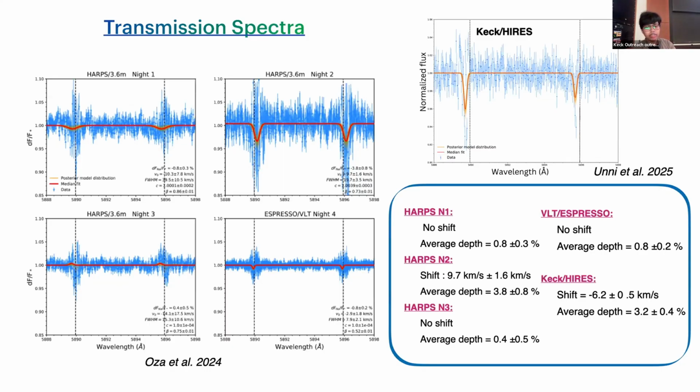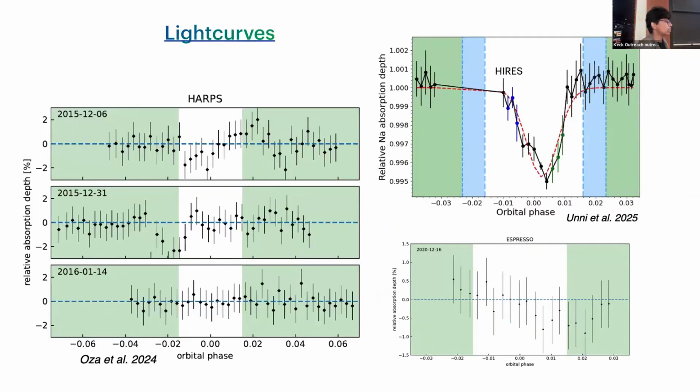And in Keck HIRES, what we could see is a blue shift of around 6 kilometers per second and an absorption signal which is comparable to HARPS night 2. Keck HIRES is a general purpose slit spectrograph, so we have to do an extra kind of wavelength calibration to achieve what we are looking for, and we could achieve around 300 meters per second velocity precision. We also did a narrowband light curve analysis by integrating the flux around the sodium D lines.